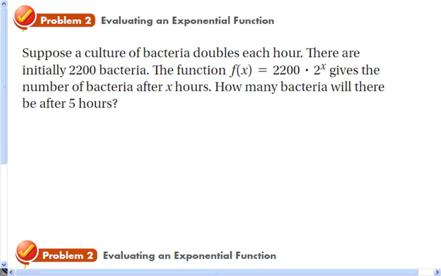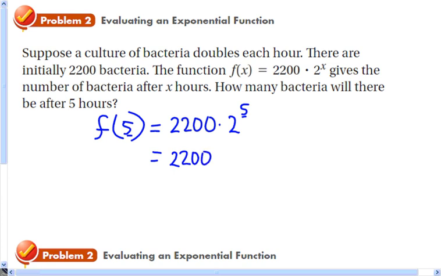So all we really need to do is substitute 5 for x. And in function notation, what we're finding here is f of 5, 5 being the number of hours. And that's equal to 2,200 times 2 to the 5th power. So we're just substituting 5 for x. And order of operations, we need to do the power first, so that's 2,200 times 32, which is equal to 70,400. So there'll be 70,400 bacteria after 5 hours.